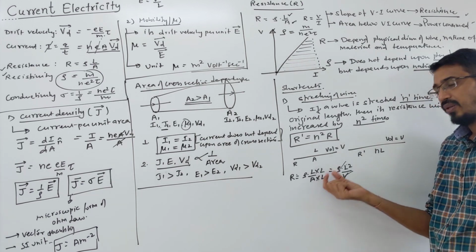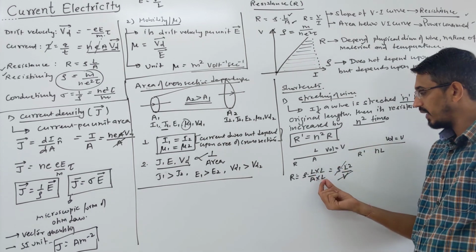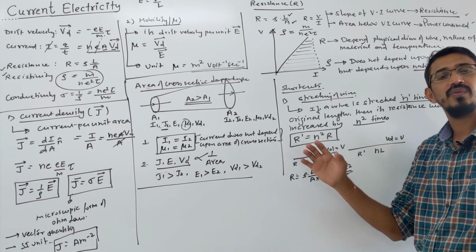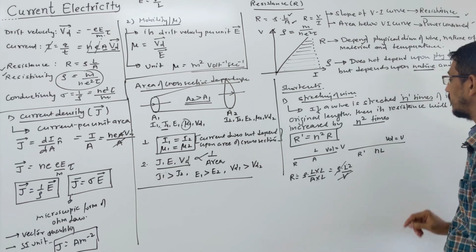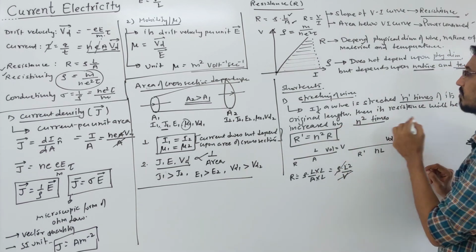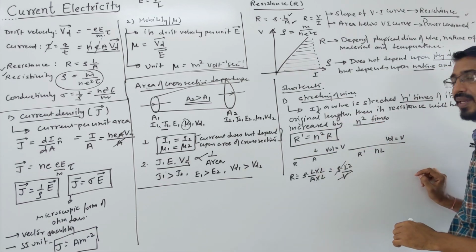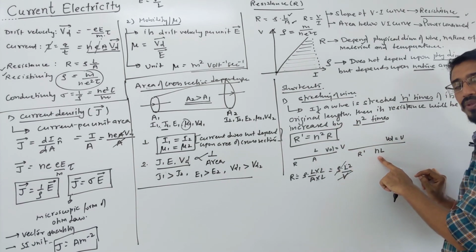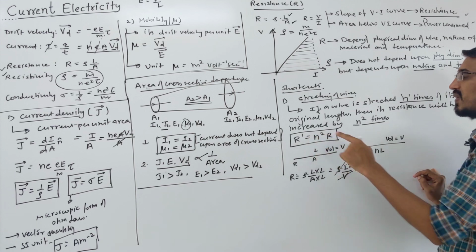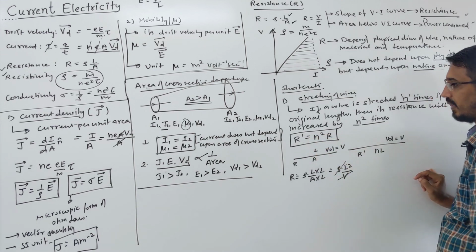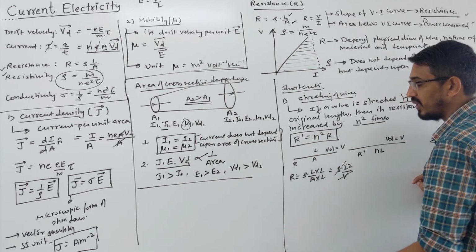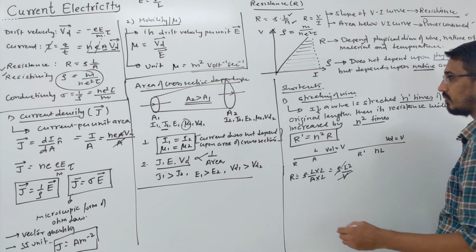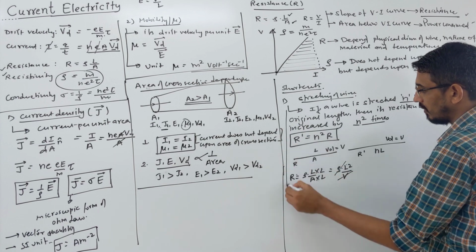We know length here, we don't know area, so we removed the area terms, and we know that volume will not change when you stretch a wire or compress a wire. So this is clear now: if a wire is stretched to n times its original length, then resistance will increase by n square times. If you double the length of the wire, 2L, then resistance will increase by 4 times. Now the same question they can ask in terms of radius also. So let's see.